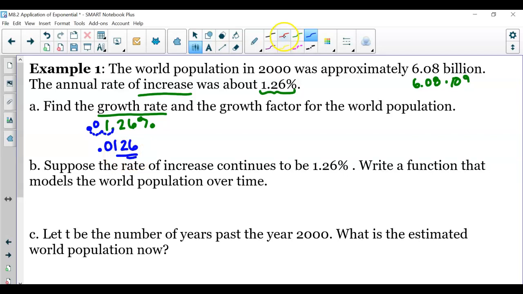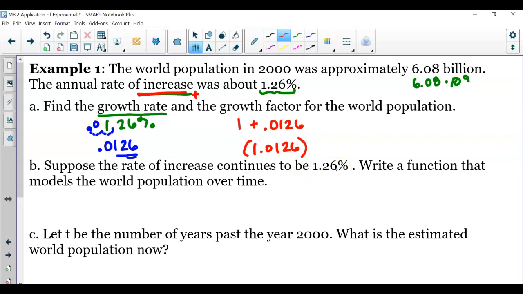That means the growth rate factor, because we are increasing, we are adding. Remember, you could add to show growth or subtract to show the decay. So here we have 1 plus that rate of 0.0126, which will be 1.0126. Now let's say in part B, we're going to continue that same rate.